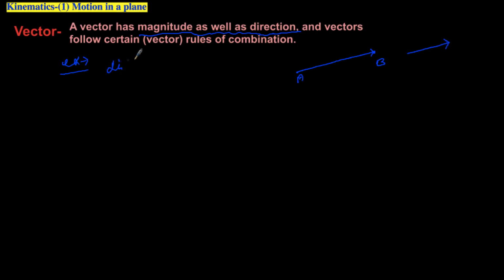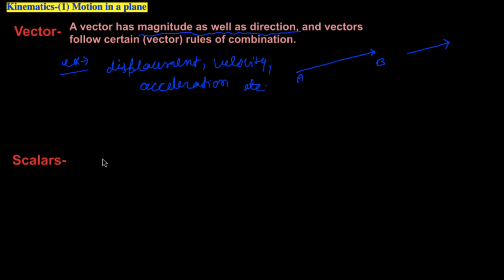Examples of vectors are displacement, velocity, acceleration, etc. Now the second is scalars. Scalars have only magnitude and no direction.